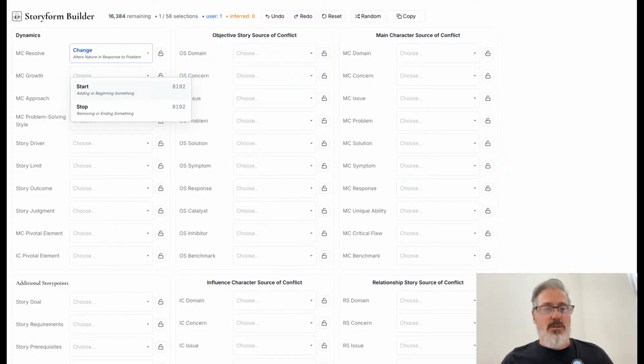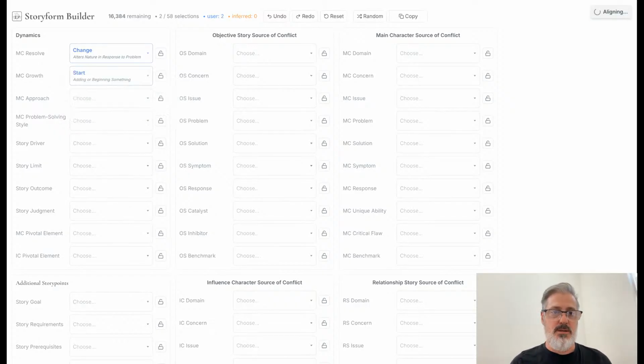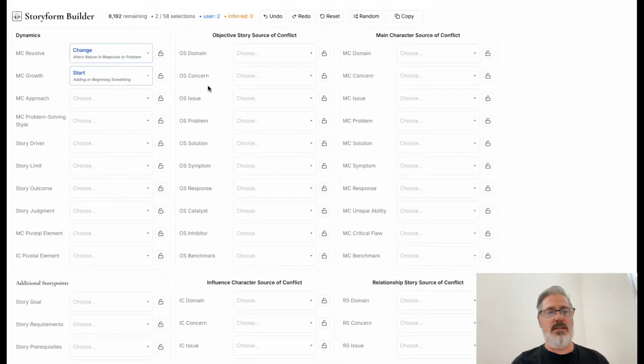Somewhat. I don't want to say too much, but whereas stop might be, there's kind of a greater weight that you want to move away from. So I think for right now, just by virtue of an example, I'll just pick start. So again, it's going to align it, check it with everything else. And now we're down to 8,000 story forms. All right. Well, I'm getting closer, but I still don't know anything else about my story.